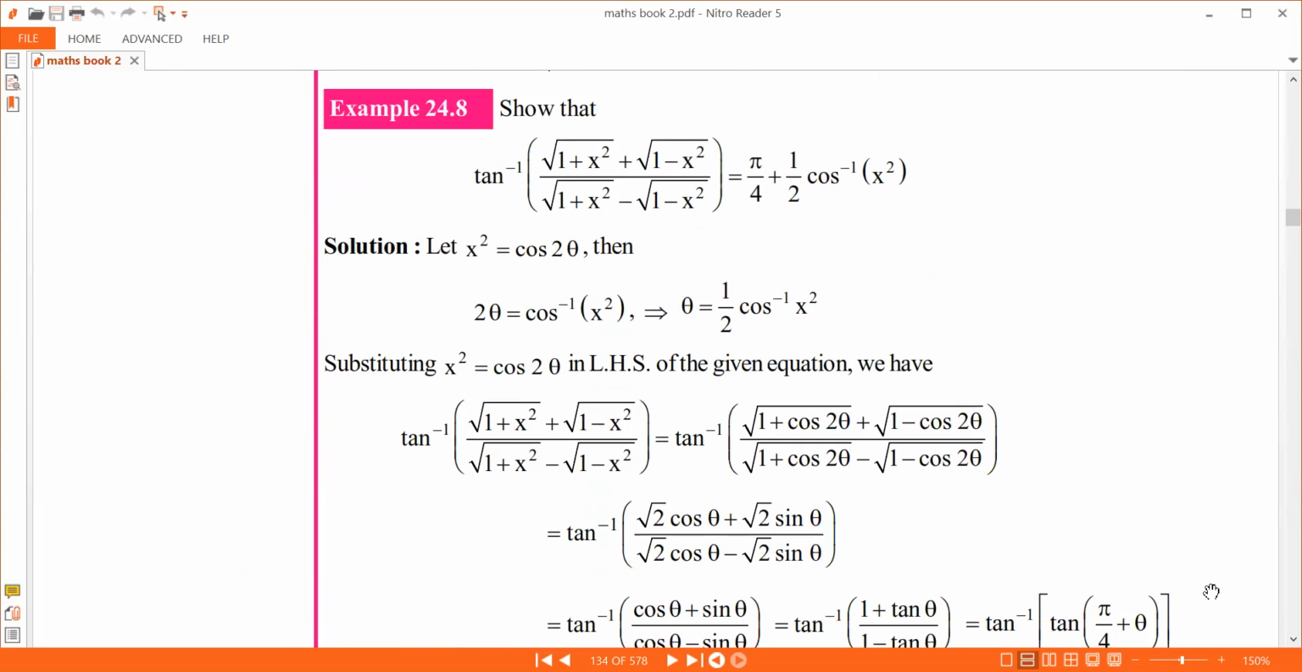Yeah, the next one. Show that tan inverse of square root of 1 plus x square plus square root of 1 minus x square, divided by square root of 1 plus x square minus square root of 1 minus x square, is equal to pi by 4 plus half cos inverse of x square. Typical problem, this one.